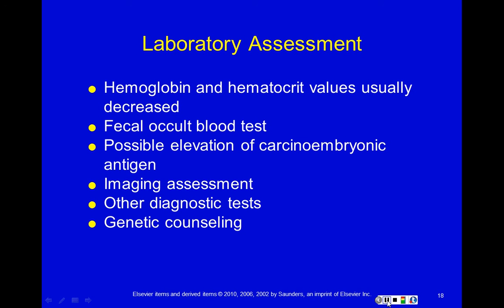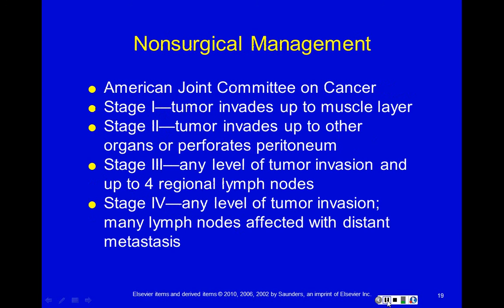Again, genetic testing would need to be done for the HNPCC gene, and the person should also be tested for familial polyposis. We're looking at non-surgical management. These are standards put out by the American Joint Committee on Cancer, and this is just telling you how they stage cancer. Before any treatment can be done, we have to determine what stage the cancer is at first.